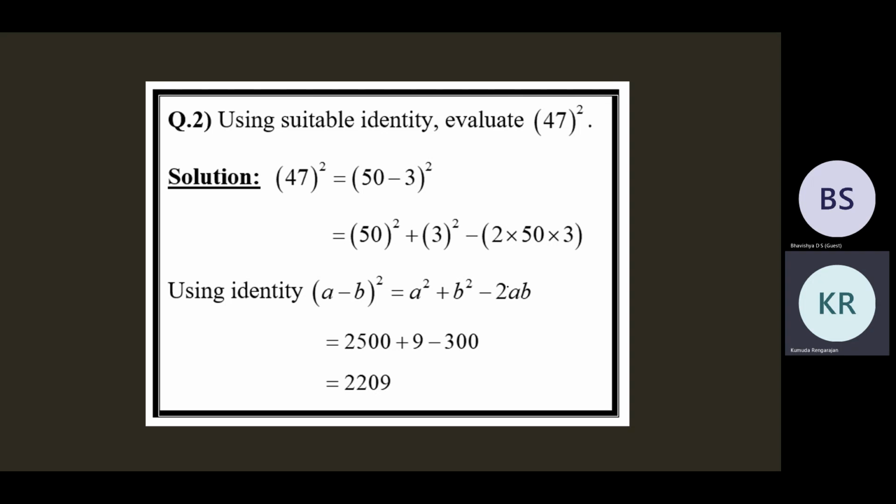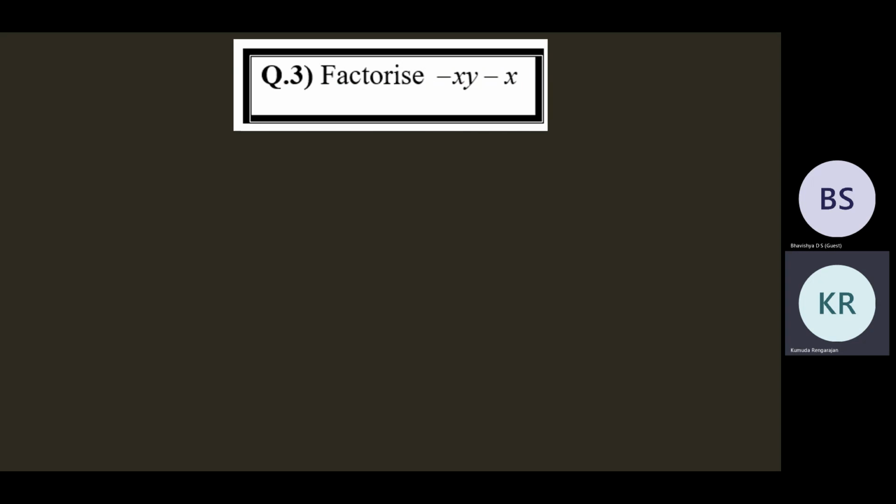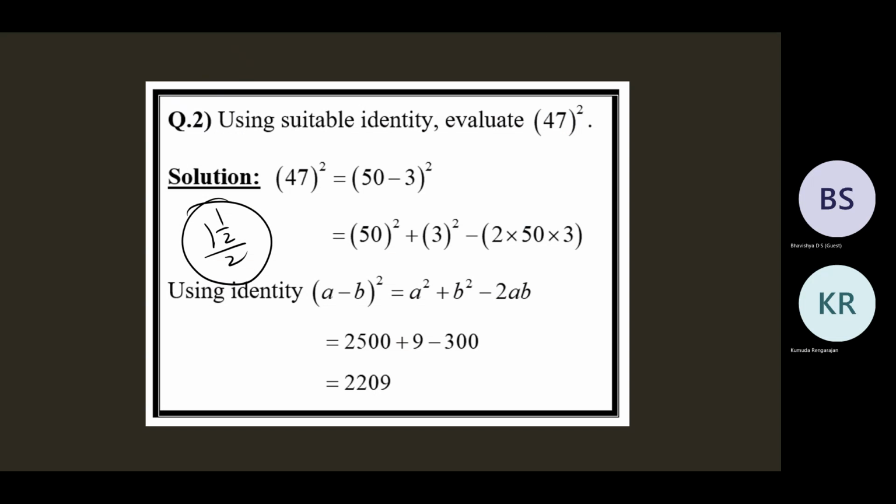So you're 1600 plus 560. This is what I see in your paper, plus 49. 9, 0, 1 carryover. 12, 1, 2. 2209. Okay, so you get 1.5 on 2, Bhavishya. You get 1.5 on 2 for this. I have written 47 as 50 minus 3. Okay, so I've used the identity a minus b the whole square, correct? Yes, ma'am.